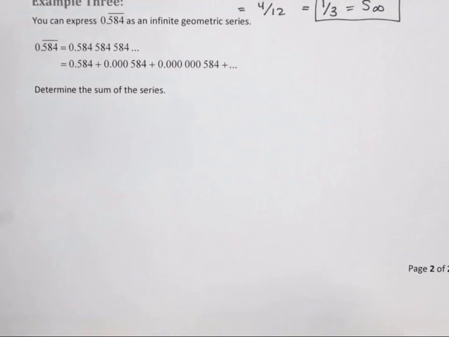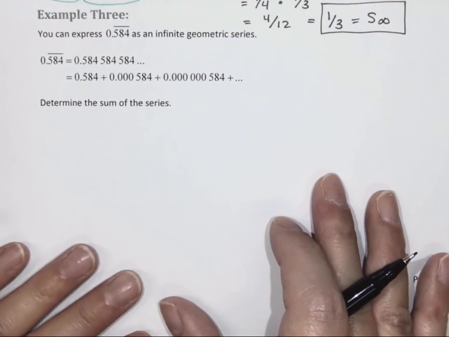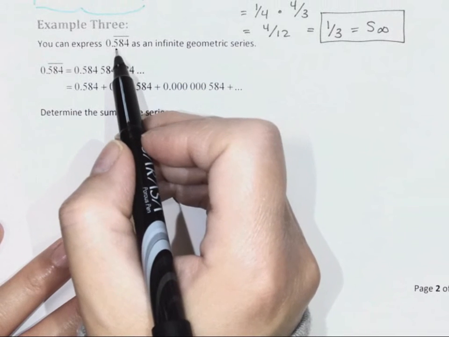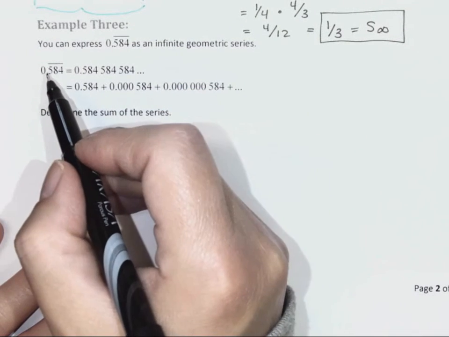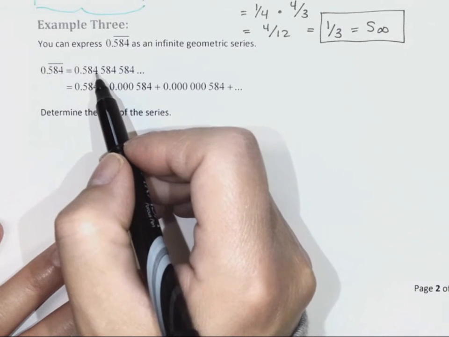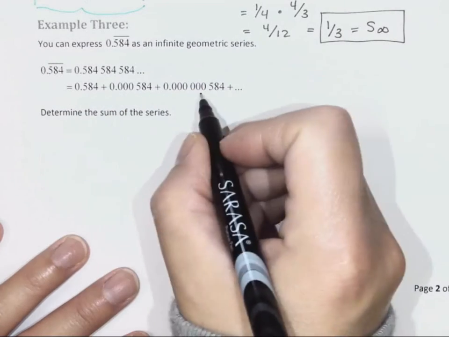All right. Okay, so this last example, I find sometimes people get a little hung up on the numbers and they're missing the point of it. So this is an expanded form. We know that when the line is over whatever digits, those are the ones that repeat. So 0.584 with the line over top of it is just 0.584, 584, 584. We can expand it so that it looks like that.